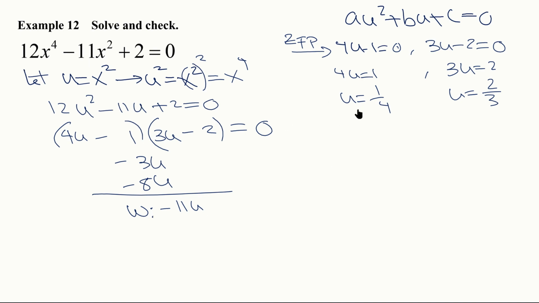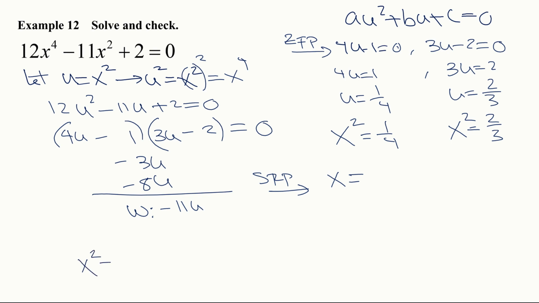Now we have to substitute what u is, and you know that the value of u is x squared, right? So x squared, not the value, but the expression for u. So x squared equals 1/4, or x squared equals 2/3, right? So this gives us x. Now we're going to apply the what? The square root property. Remember? X squared equals k if and only if x equals plus or minus square root of k. We call this the square root property.